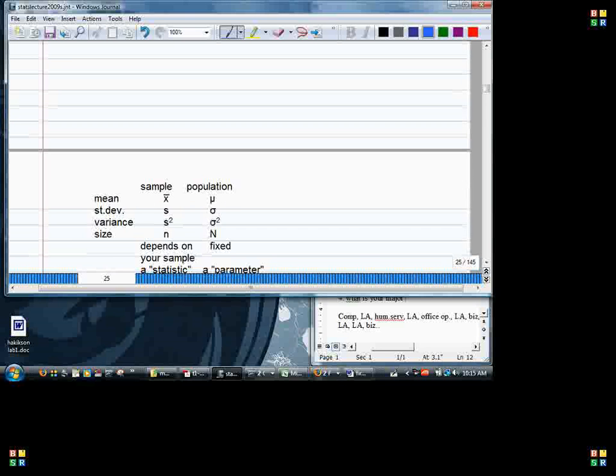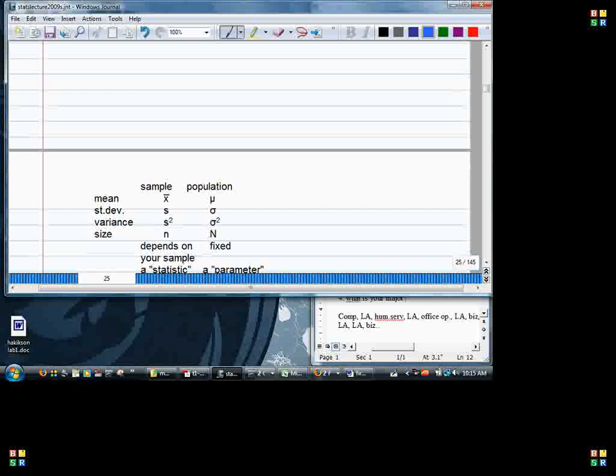And again, the key distinction is that if you get it from population data, then it's a fact. If you get it from a sample, well, you know what? It depends upon your sample. Okay, so I guess then the sentence would be a parameter. Yes.